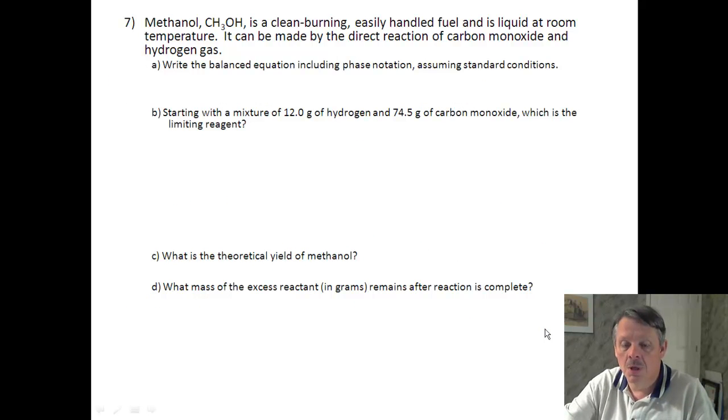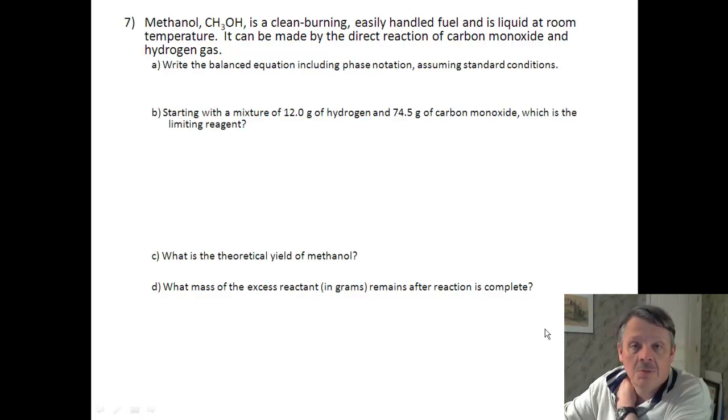We'll go on to problem 7. Okay. Let's look at methanol. Methanol is liquid, it's alcohol. It's one of those things you often find in the medicine chest. Methanol, ethanol, there are different types of alcohols.